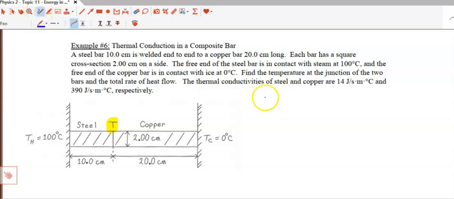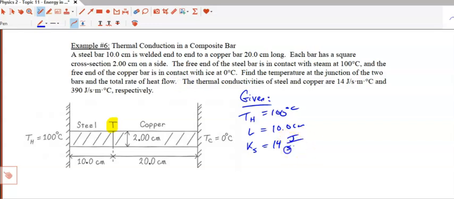So we can write down some of the given information. It's all in the picture, but why don't we write down the given? The given here is for steel, T hot, 100 Celsius. The length that it travels through is 10 centimeters. And the thermal conductivity for steel is given as 14 joules over seconds times meters times degrees Celsius. Then we have the cold temperature on the other side for copper, which is 0 Celsius. Its length is twice as long, 20 centimeters, and its thermal conductivity is a lot bigger, 390 joules over seconds times meter times degrees Celsius.